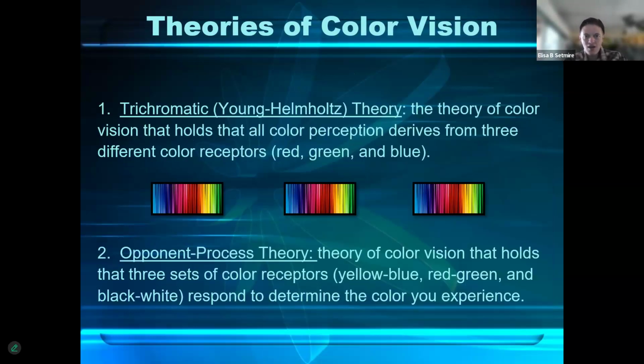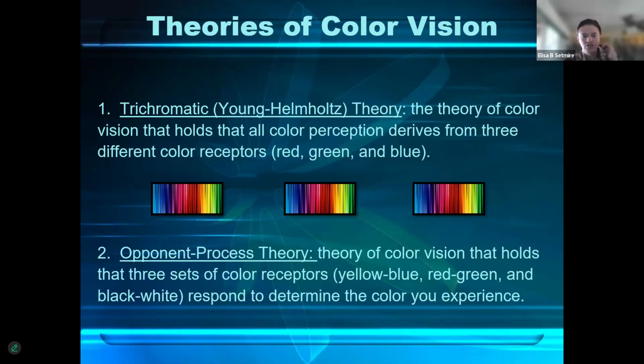We have a couple of interesting theories of color vision as well, two main ones, as to how we see color. How do we take in and process and see everything in the world around us? The first one is called the trichromatic or Young-Helmholtz theory. This is the theory of color vision that holds that all color perception derives from three different color receptors: red, green, and blue. We also have the opponent process theory, which holds that we have three sets of color receptors: a yellow-blue set, a red-green set, and a black-white set.